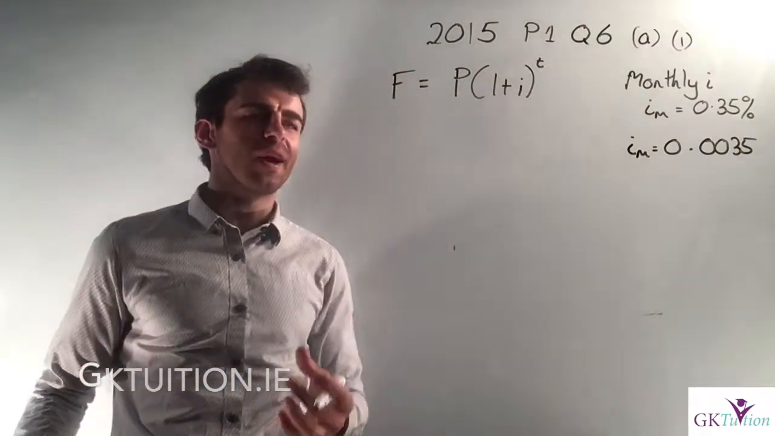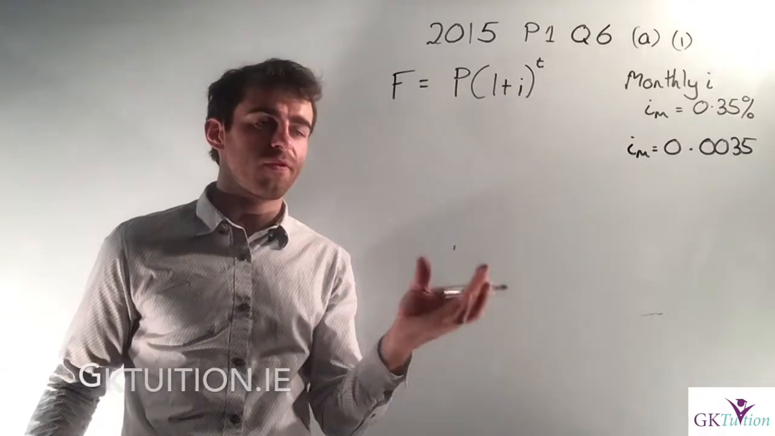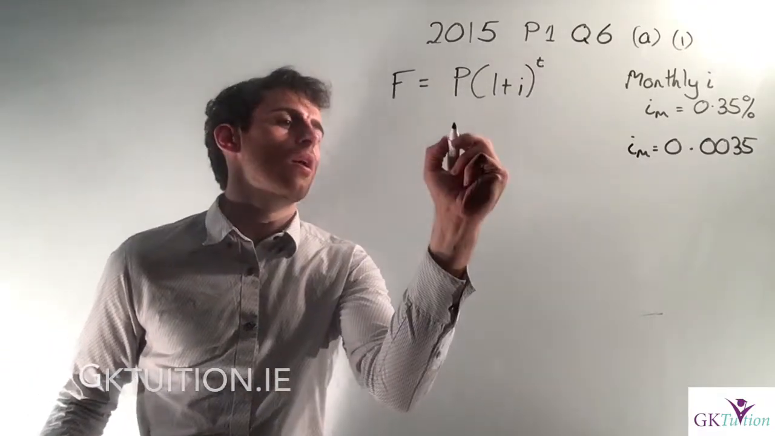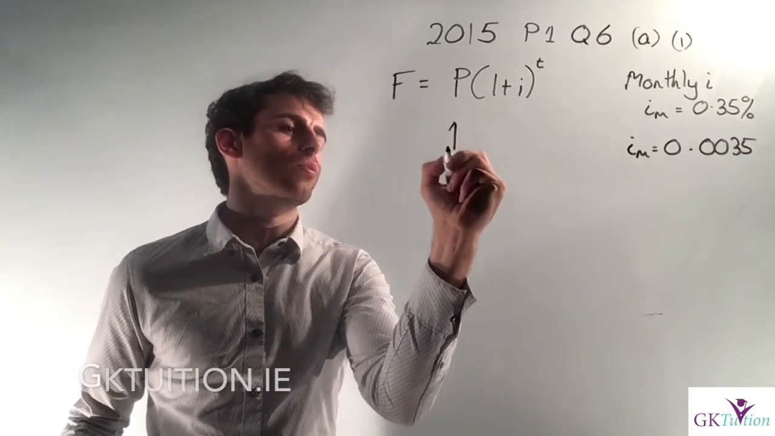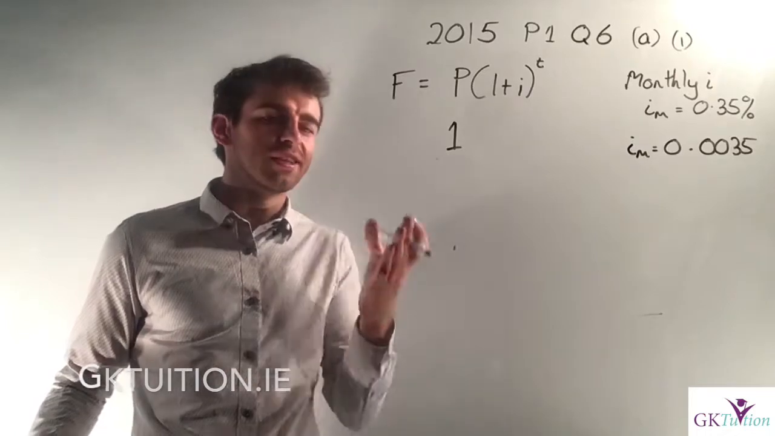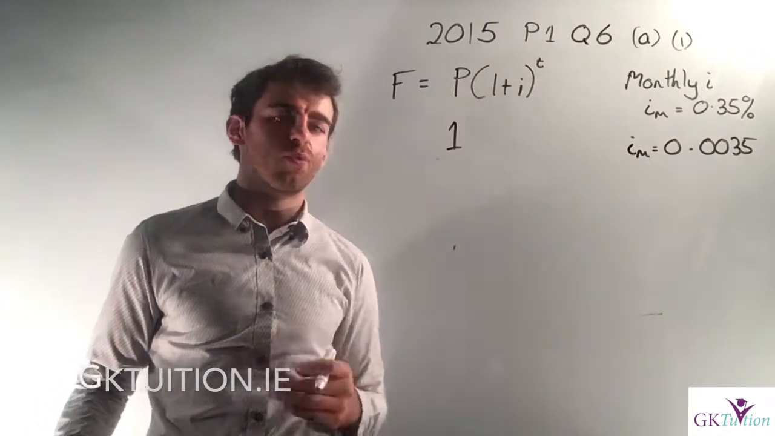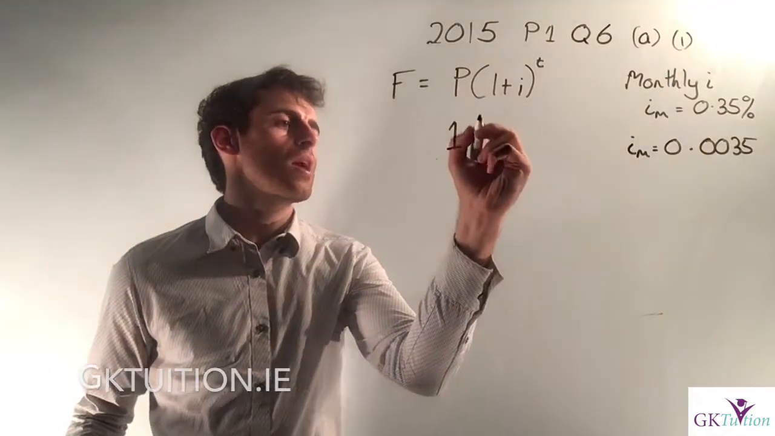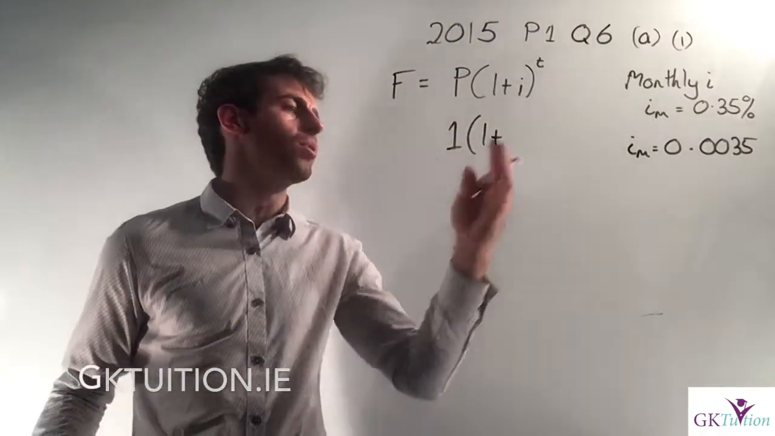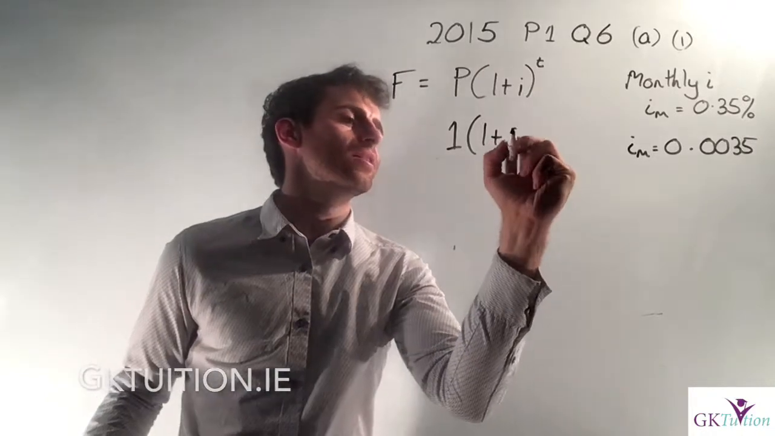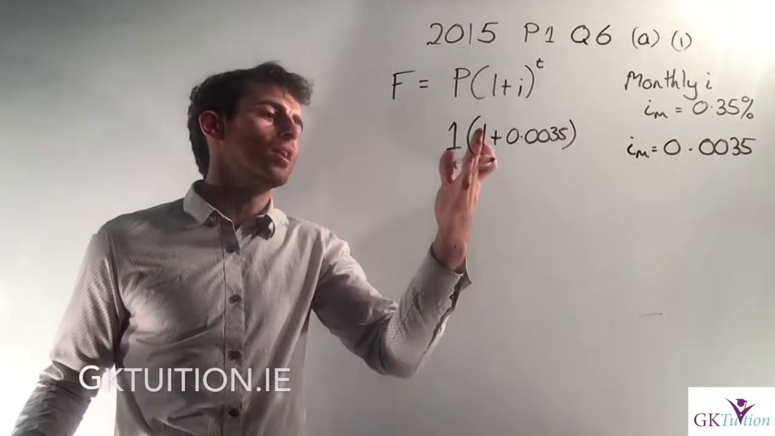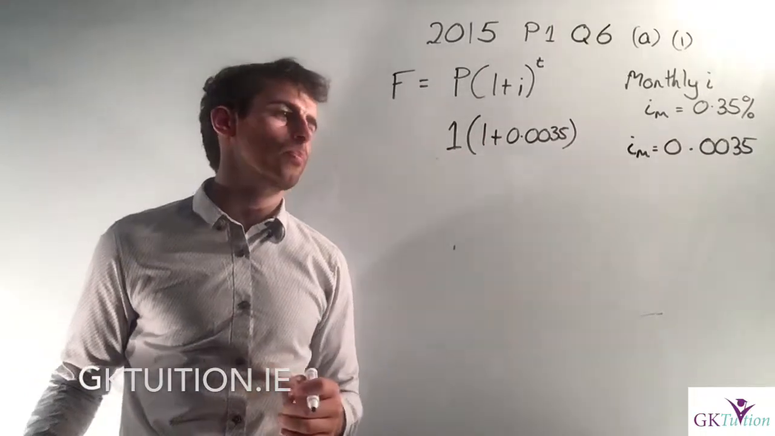So now my present value, you can actually just make up whatever figure you want here. Obviously the easiest figure to make up is 1. Let's say Donagh's going to start the year with €1. If in theory I started the year with €1, then I'm just going to sub in my 1 plus I. So 1 plus my monthly interest rate, 0.0035, so 1 plus I is 1.0035.